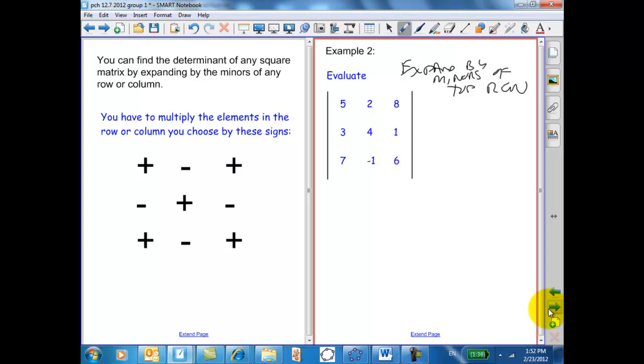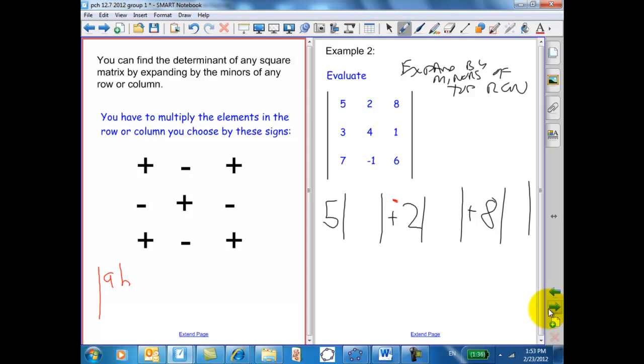So you start by writing down 5, 2, and 8. That's the whole top row. And then you take the minor of each one of these. Since 2 is in a negative position, we've got to tack a negative there. That's how you incorporate the whole idea of a difference. So that's -2.